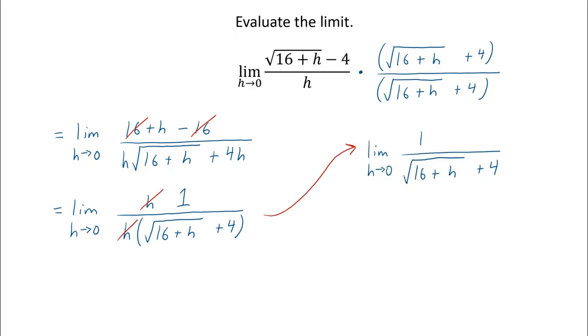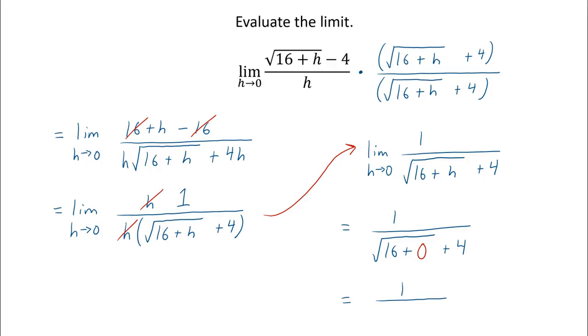And so now we have the limit as h approaches 0 of 1 over the square root of 16 plus h plus 4. Notice that since we canceled out the factor of h in the numerator and denominator, we no longer have division by 0, and now we can use direct substitution to evaluate this limit.